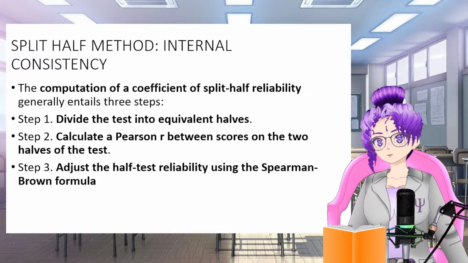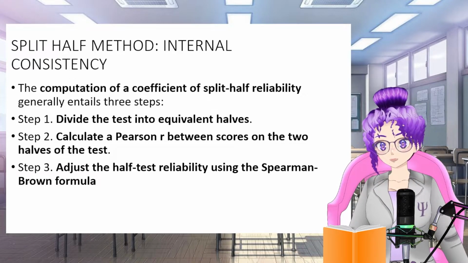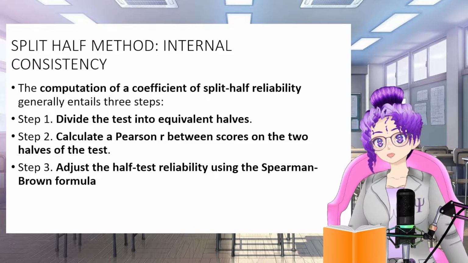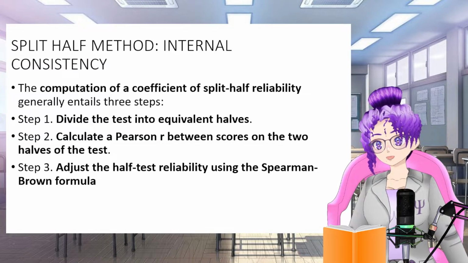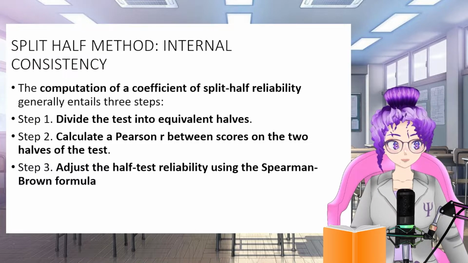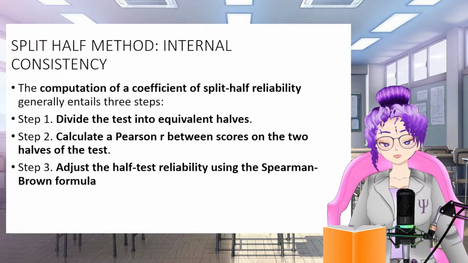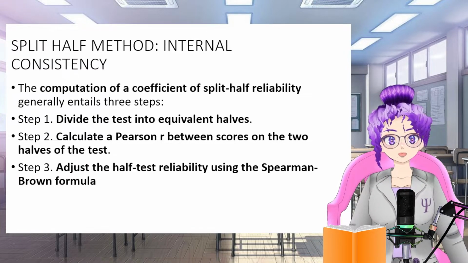The computation of a coefficient of split-half reliability generally entails three steps. Step 1: divide the test into equivalent halves. Step 2: calculate a Pearson's r between the two scores of the halves of the test and adjust the half-test reliability using the Spearman-Brown formula. So if you are going to do the split-half method for reliability, first you divide the test into halves. If the test is long, you can equally split it in half.